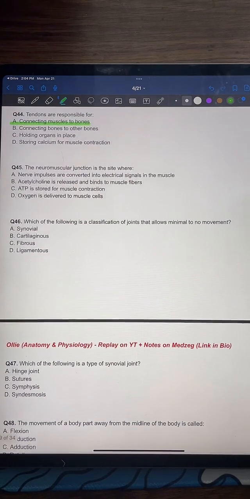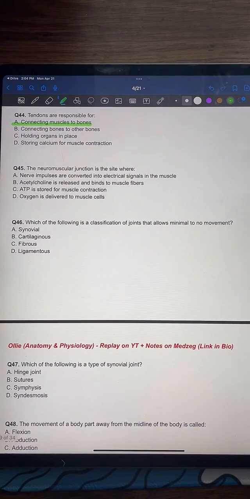Number 45. The neurotransmitter junction is the site where... What happens at the neuromuscular junction?